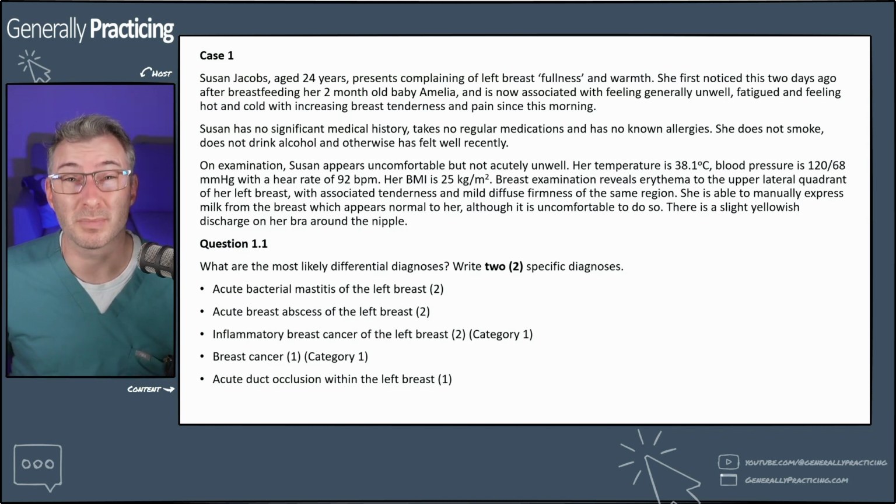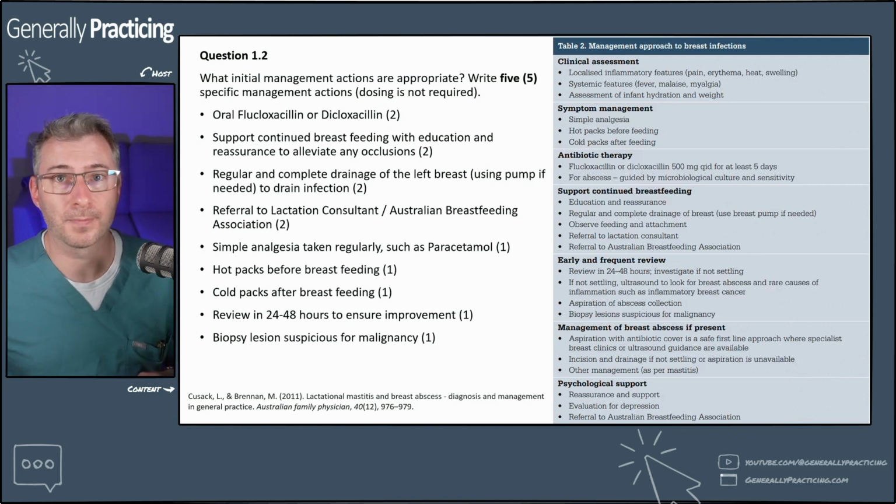And of course, this could be something a bit more benign. This could be a simple duct occlusion within the left breast, but there's enough other infectious features there to make me say, look, you're probably going to get more bang for buck specifying the acute bacterial mastitis. Let's see how we went for section 2.